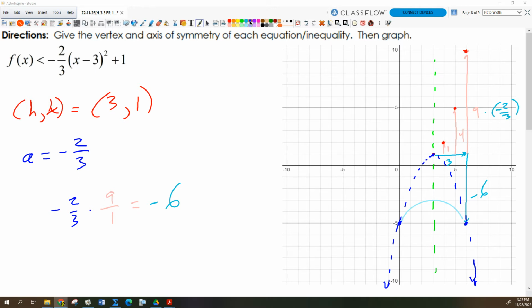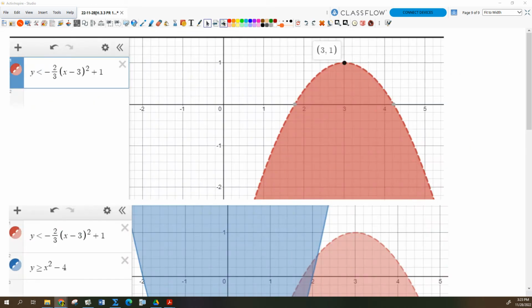Am I going to shade now above or below my dashed parabola? f of x is less than the parabola. So below, yeah, I'm just going to shade below. So it ends up looking kind of strange. You get the idea, it's like an infinite bullet or something, right? That just goes down, okay? Makes sense? If you want a more exact graph, it looks like that.